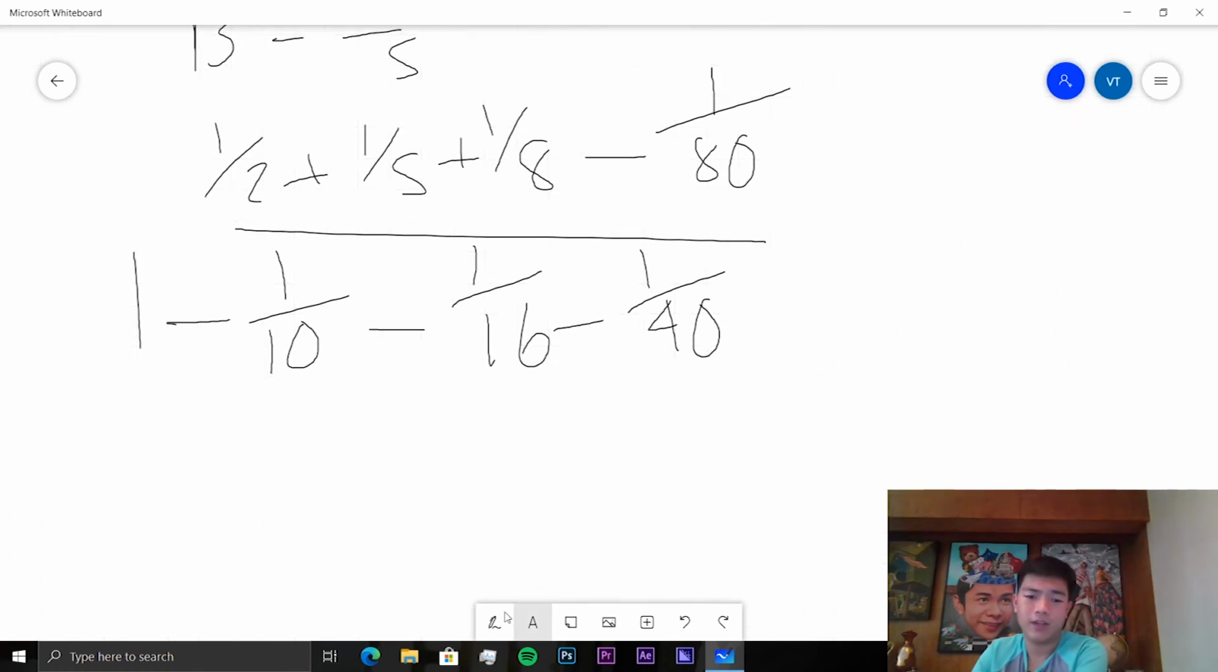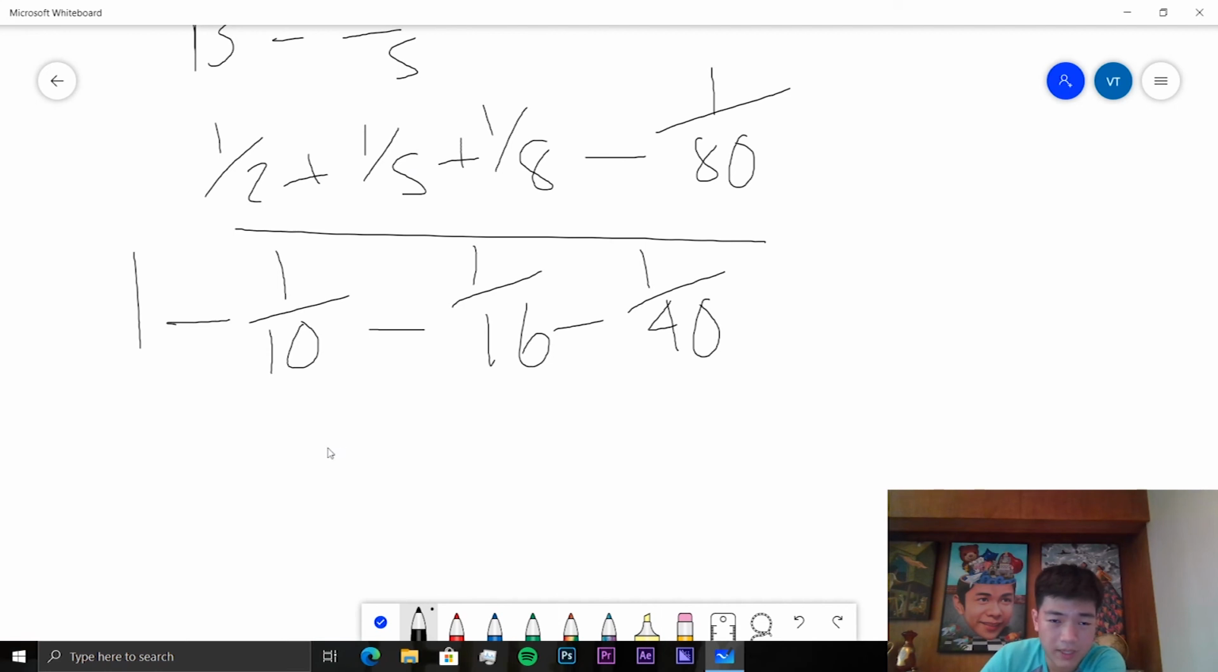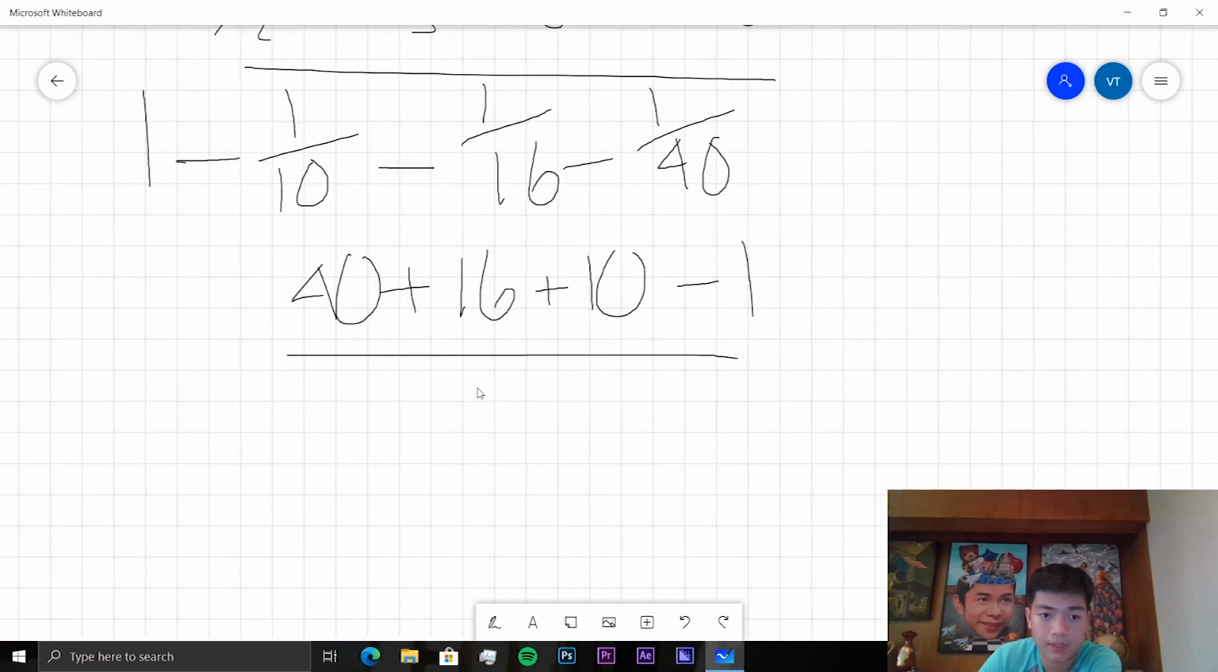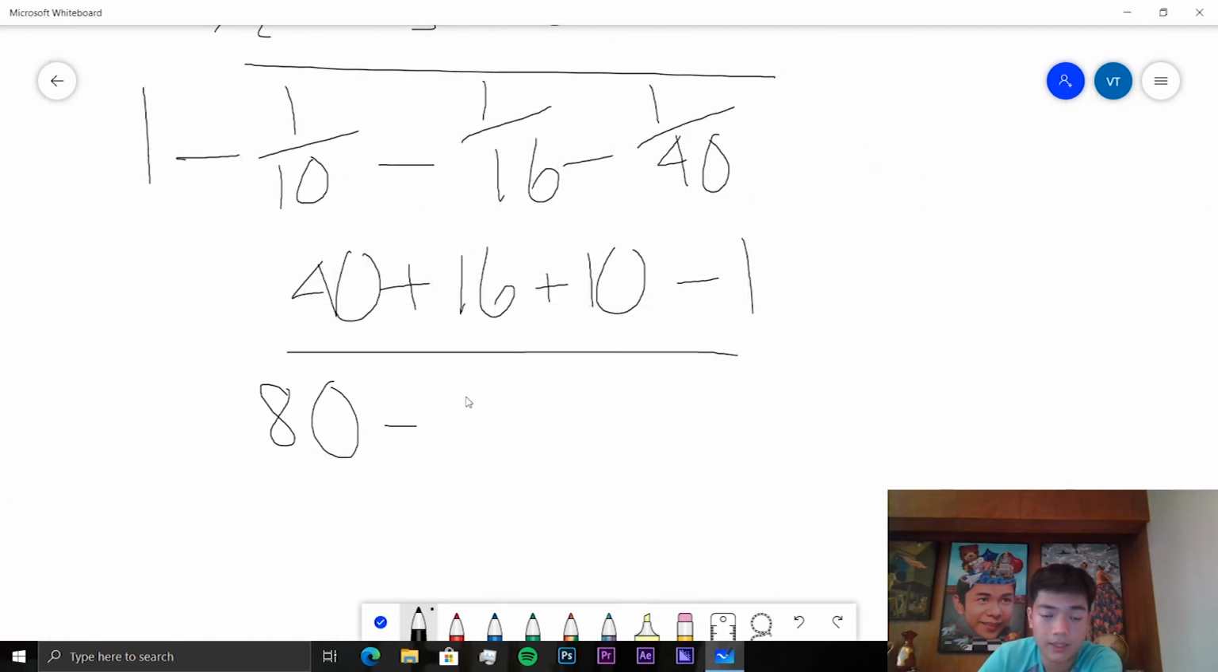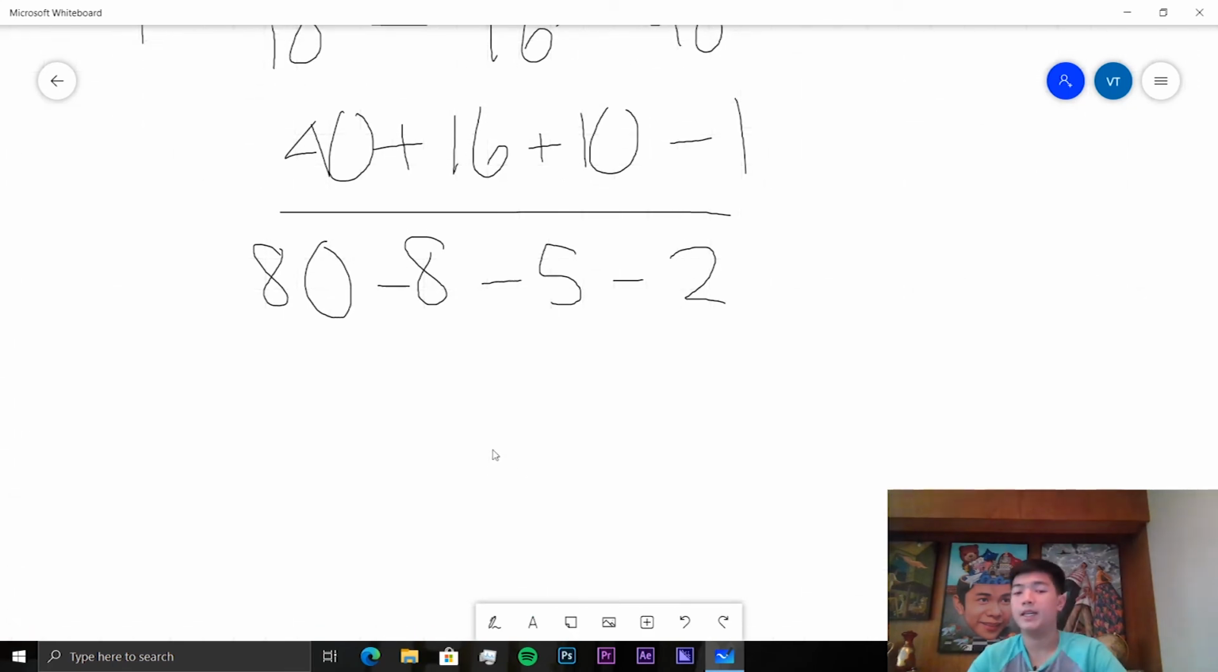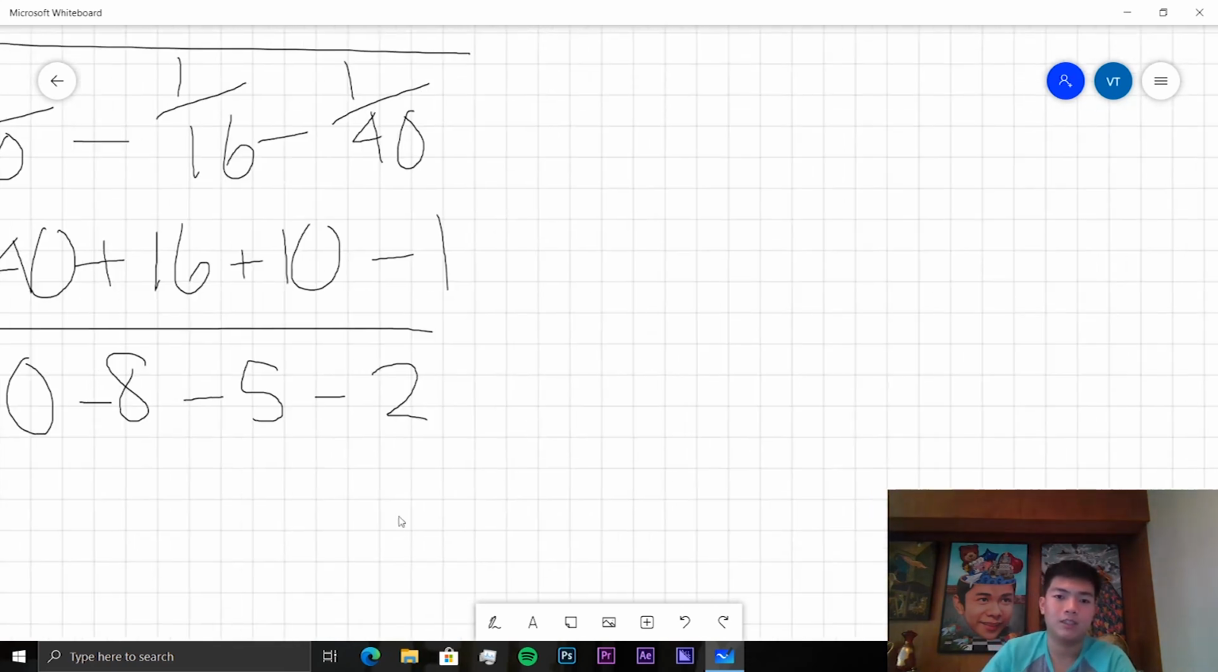So we need to evaluate this fraction and see what it gives. I guess let's put everything over 80. So we have 40 plus 16 plus 10 minus 1 over 80 minus 8 minus 5 minus 2. So what we get here is 40 plus 16 plus 10 minus 1, 65, divided by 80 minus 8 minus 5 minus 2, which is equal to 65. Oh, they're equal to each other. So we have tan equals 1.